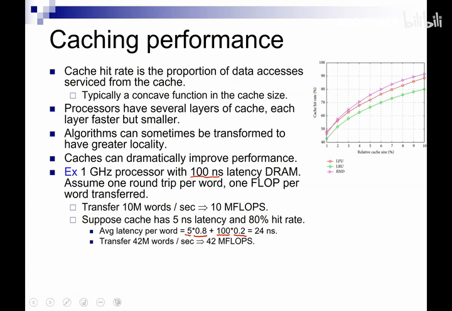And so that means that in 1 second, you can actually fetch 42 million words. So you can get 42 megaflops of performance. That's about 4 times better than if you don't have the cache.